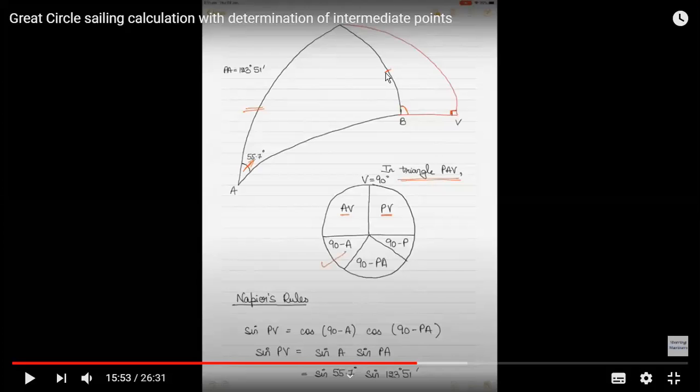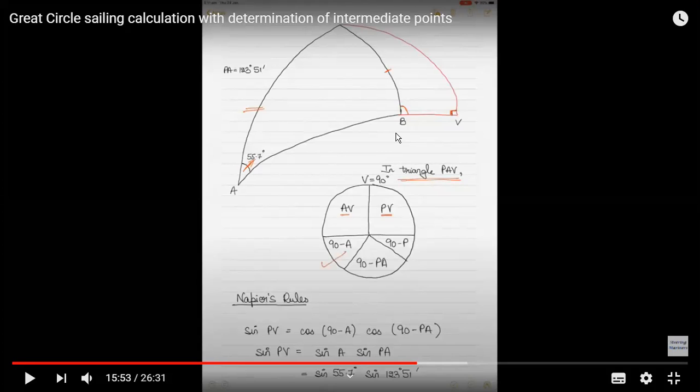So for making the Napier's rule diagram, we put V equals 90, and then the adjacent sides, that is AV and PV, and then opposite angles, 90 minus A and 90 minus P, and then opposite side, 90 minus opposite side is 90 minus PA. And what do we know? We know angle A and we know PA, that is 90 minus PA.